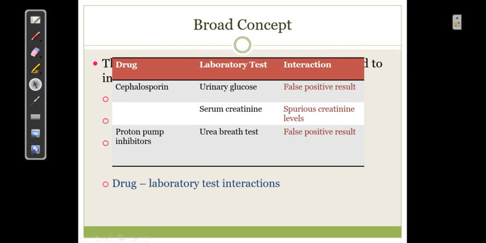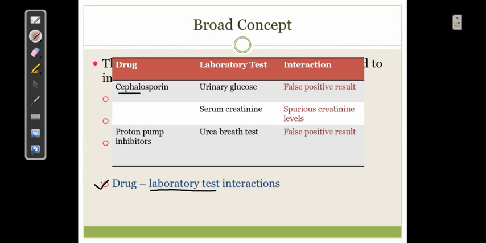If you just simply Google it, then definitely you will come to know many examples which can modify the interpretation of the laboratory test. Remember that laboratory test interpretation is also a part of your syllabus, and maybe somewhere I will also take a video lecture and upload it for you. Okay, coming back to the current topic, drug laboratory test interaction.